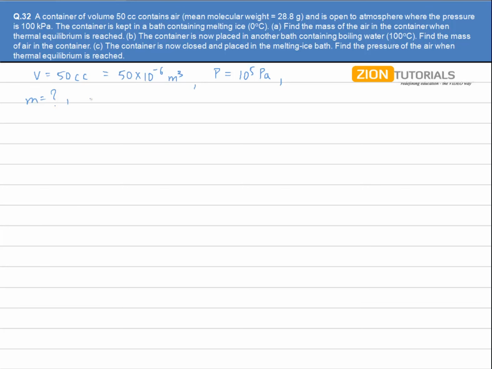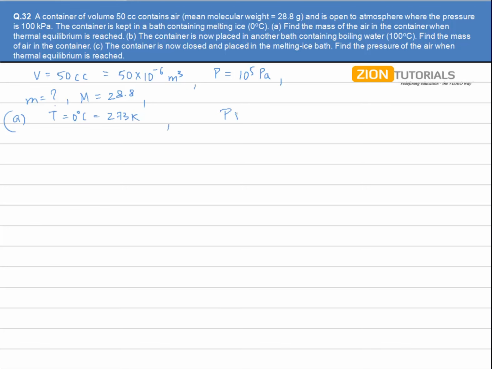Now the molecular mass is given as 28.8, and we also require the temperature, because to calculate the mass we require the equation PV equal to nRT. For part A, find the mass of the air in the container when thermal equilibrium is reached. Thermal equilibrium is reached with the melting ice at 0 degrees Celsius, that means the temperature is 273 Kelvin.